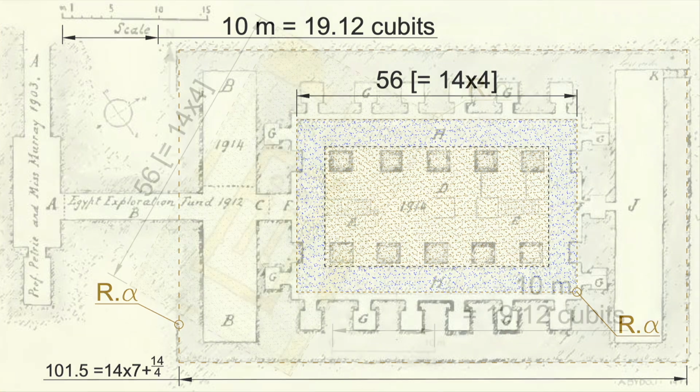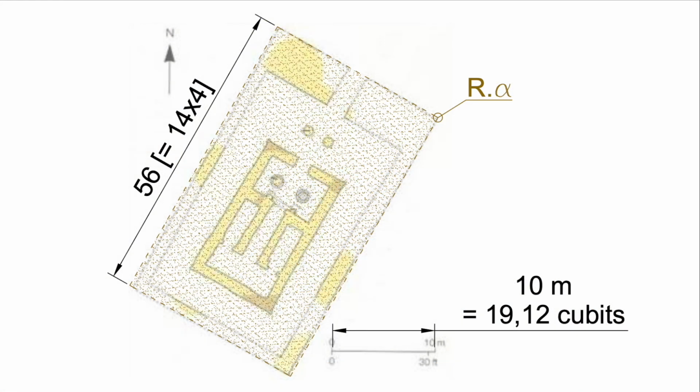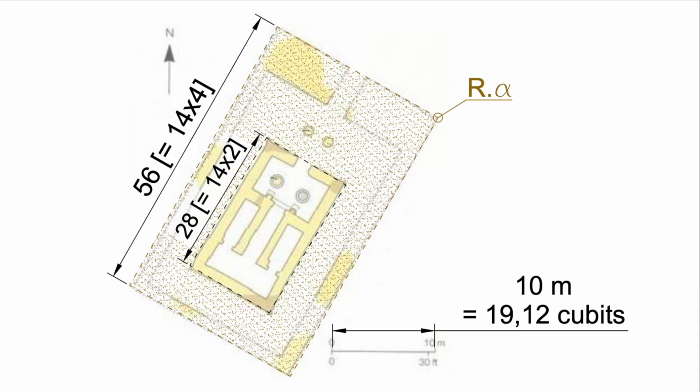Two centuries later, Thutmose III built his temple in Abydos, totally based on the proportions of the alpha rectangle. Its perimeter wall is 56 cubits in length, and its indoor structure is 28 cubits in length. It is evidence that the geometrical pattern was a design tool used by ancient Egyptians to verify their proportions.